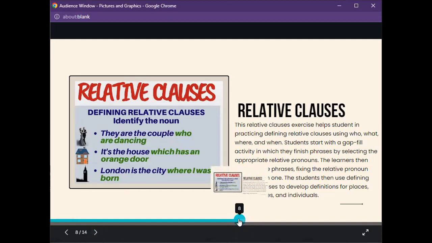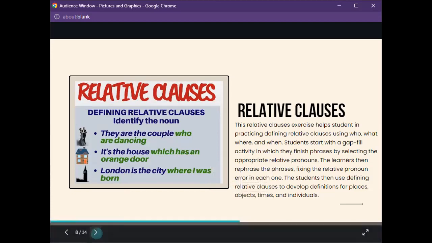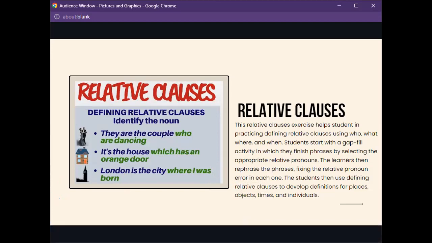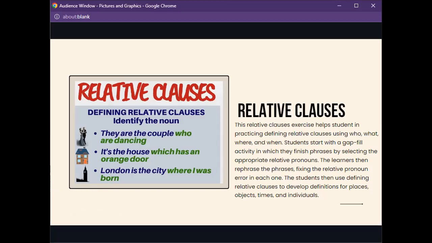For example, defining relative clauses identify the noun. They are the couple who are dancing. So, who refers to the couple. Next, it's the house which has an orange door, which refers to the house. And London is the city where I was born. Where refers to London. That's all.